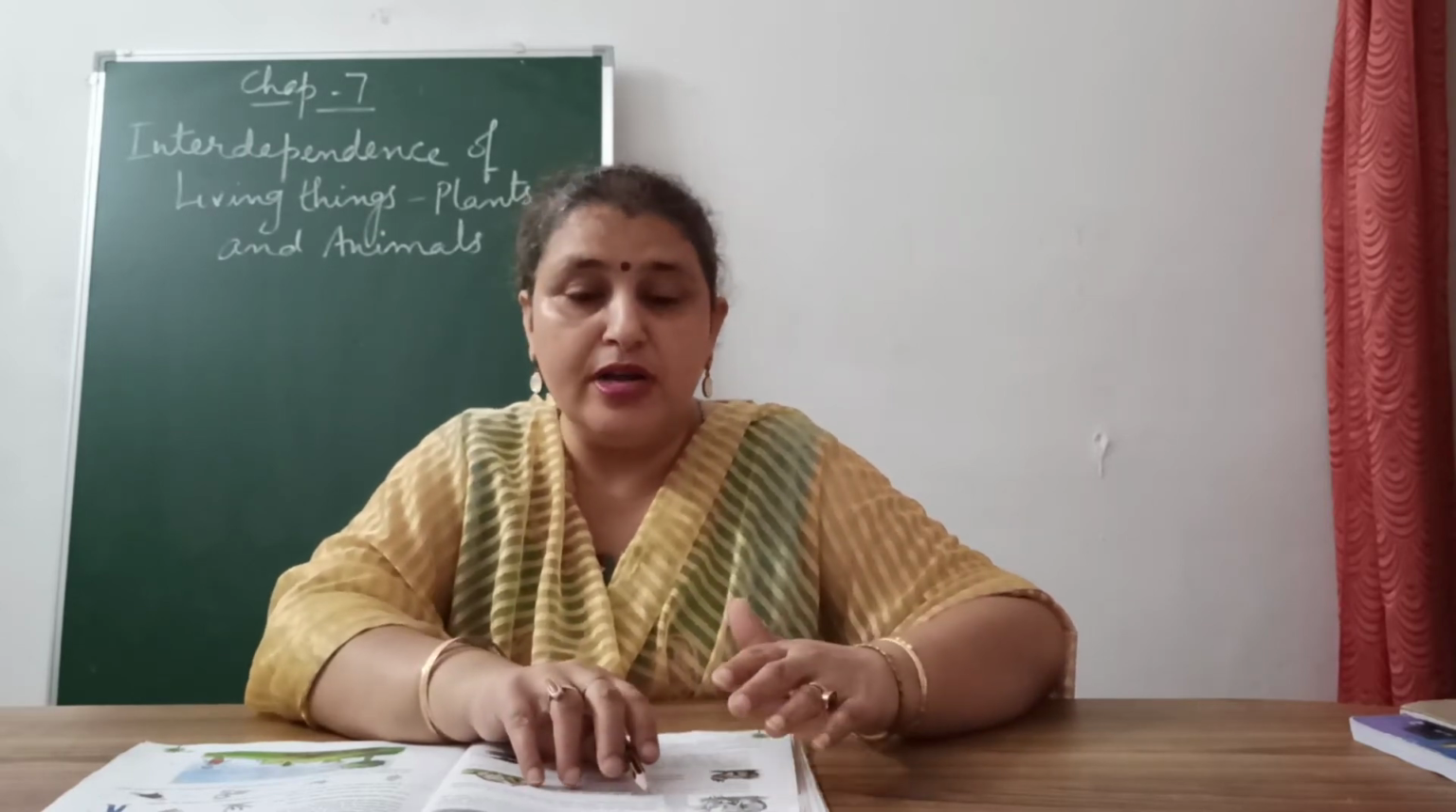Consumers can further be divided into types based on their food. They are herbivores, carnivores, omnivores and scavengers. So your consumers are divided into different categories depending on the kind of food they eat. Some animals are non-vegetarians, which means they eat meat. Some animals only eat plants, grasses. So the categories are made on the basis of the kind of food they eat. That is how they are categorized into four types: herbivores, carnivores, omnivores and scavengers.